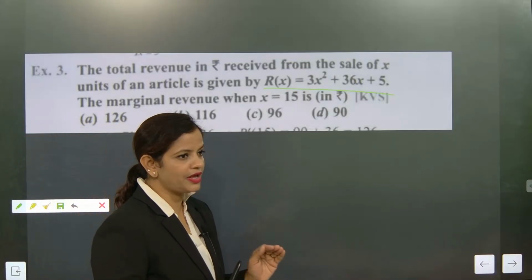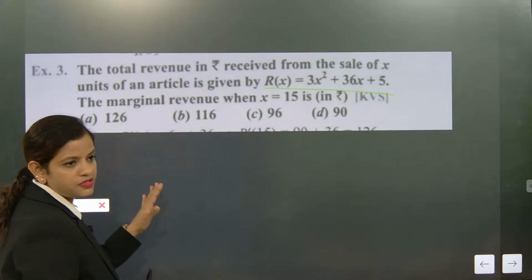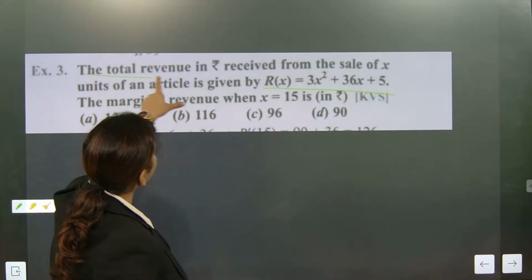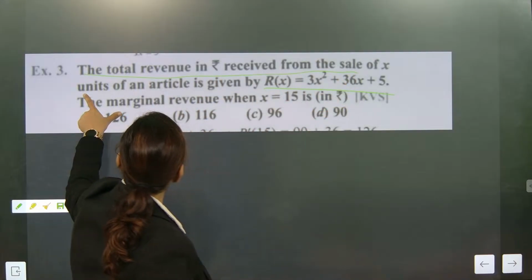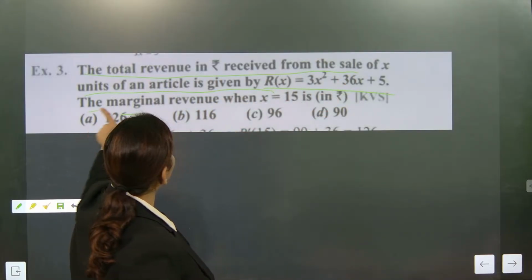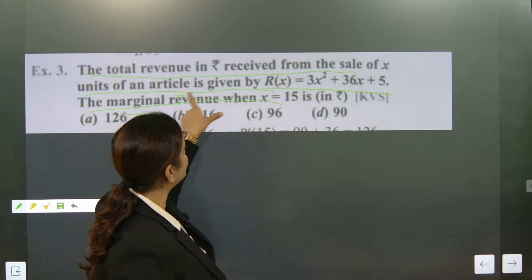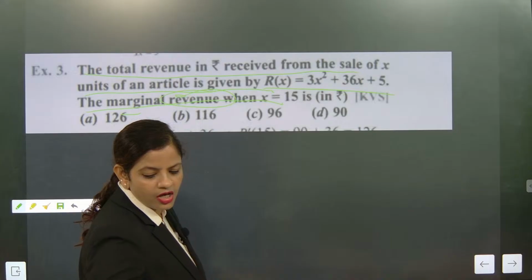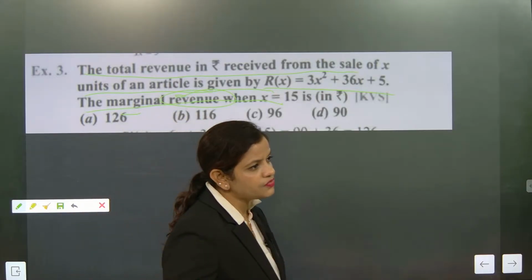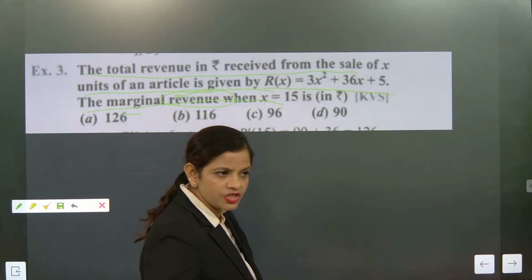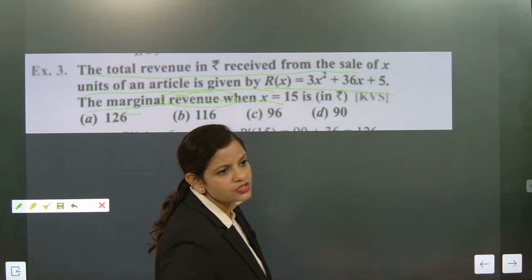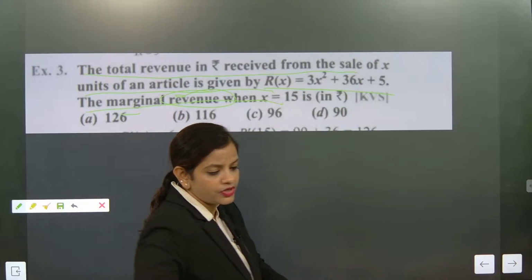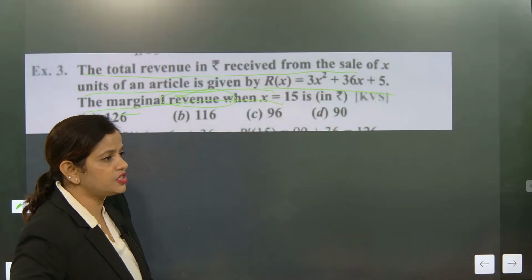See, when they have given you this part, how do you understand what you have to do? First, I am teaching you that. The total revenue received from the sale of this article is given by this, and they ask for the marginal revenue. So whenever revenue cases come, they are asking about the increasing section. Are you understanding or not? So rate of change will be there. Marginal sections will be there, and the questions will come like that. So please pay attention here.